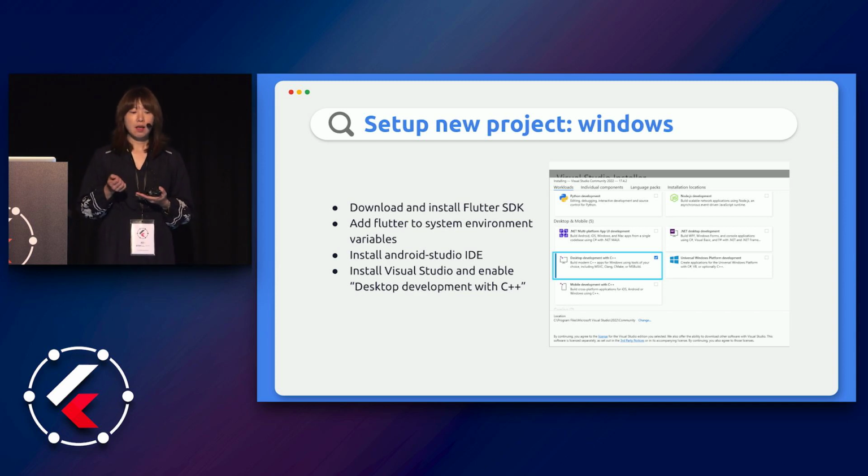So for Windows, the requirements are similar-ish. Download the SDK, set up the environment, but you need more than one IDE here. You need the Android Studio IDE, or again, any IDE of your choice for Flutter, right? And you also need to install Visual Studio, not VS Code, Visual Studio. And as you see in the picture, you need to enable the setting here for desktop development with C++ for this IDE.